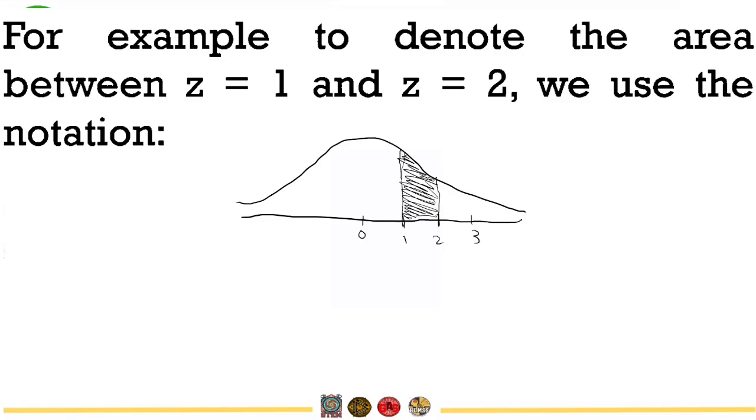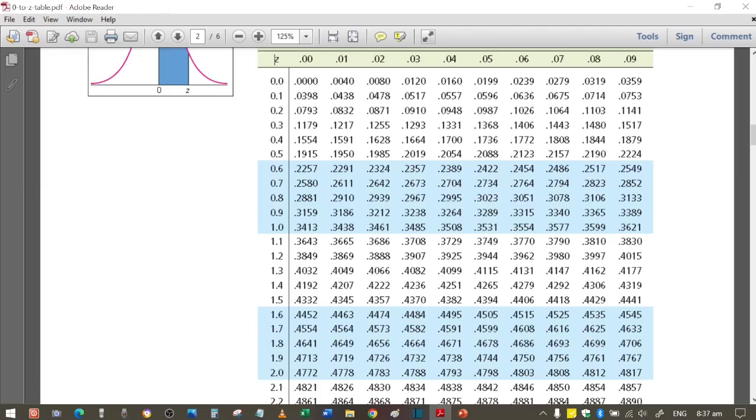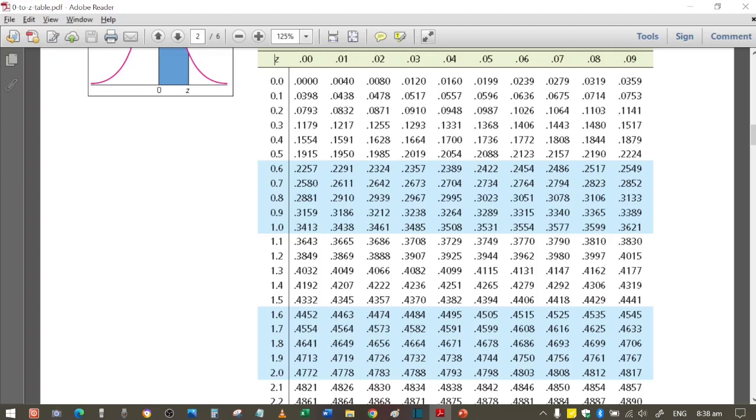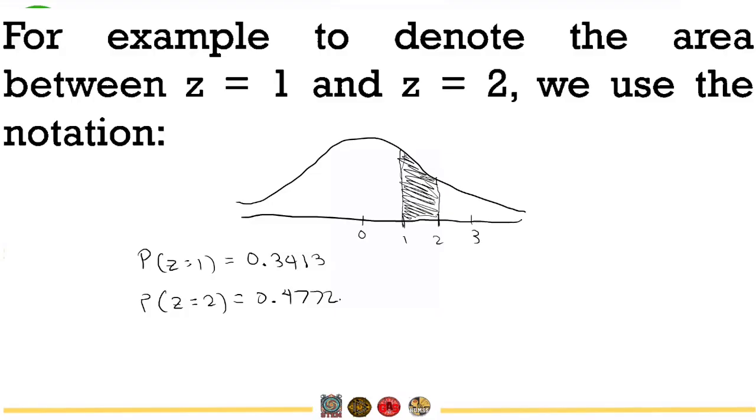So more or less we have an idea of what is the area or the percentage that we are going to solve. So again, how do we solve this type of question? Pause the video and try to answer how to solve this area. Okay, in solving this area, we just get the value of P of Z is equal to 1. According to the Z value table, Z is equal to 1 is 0.3413. How about probability Z is equal to 2? It is 0.4772. So what do we do with these two areas?